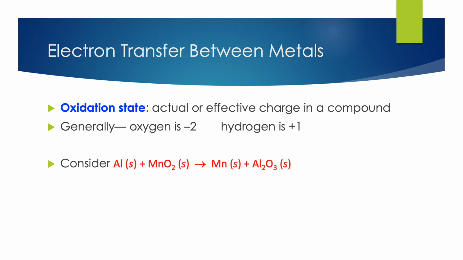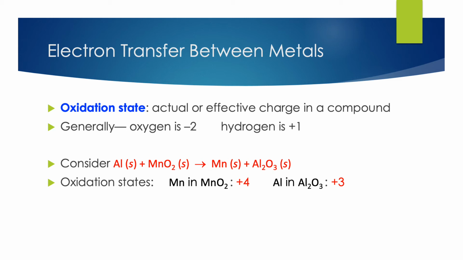So let's consider this reaction between aluminum and manganese oxide. It forms aluminum oxide and manganese. So what are the oxidation states here? Well, for the manganese in manganese oxide, each oxygen implicitly has a -2 charge. There are 2 of them, so they add up to a total charge of -4, but the manganese oxide molecule doesn't have any charge, so the manganese must be +4 to balance those oxygens. We can do the same thing for aluminum oxide. In this case, there are 3 oxygens, each of which has a -2 charge. So I need to have a +3 on each of the aluminums in order to balance that charge.